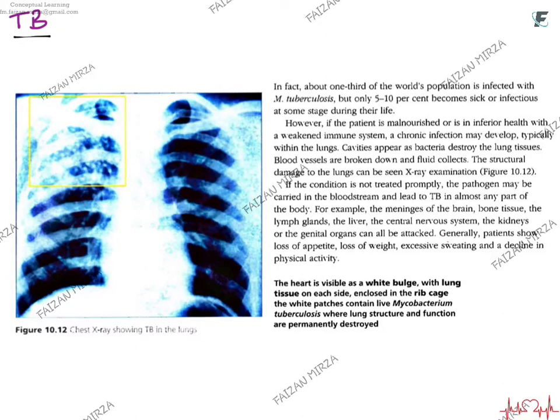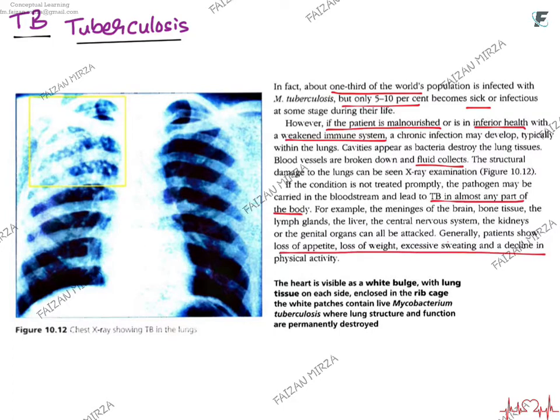We are discussing the topic of tuberculosis in infectious disease. Tuberculosis is an infectious disease, and in this diagram, figure 10.12, you can see the chest x-ray of a person who's suffering from TB in the lungs. Now, this diagram shows you some white patches which you can see here.